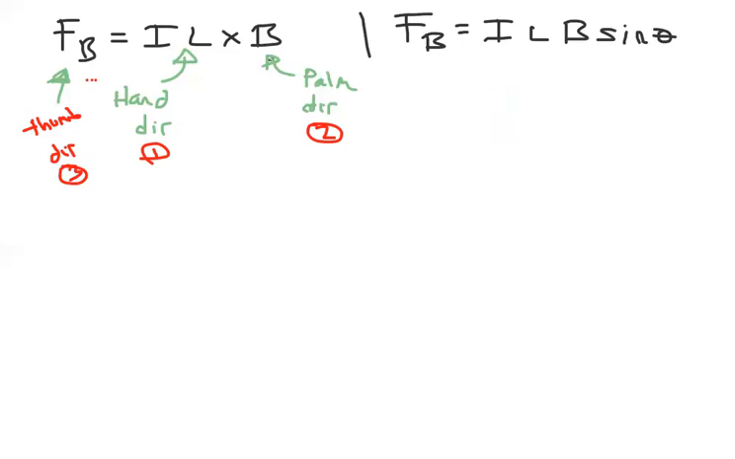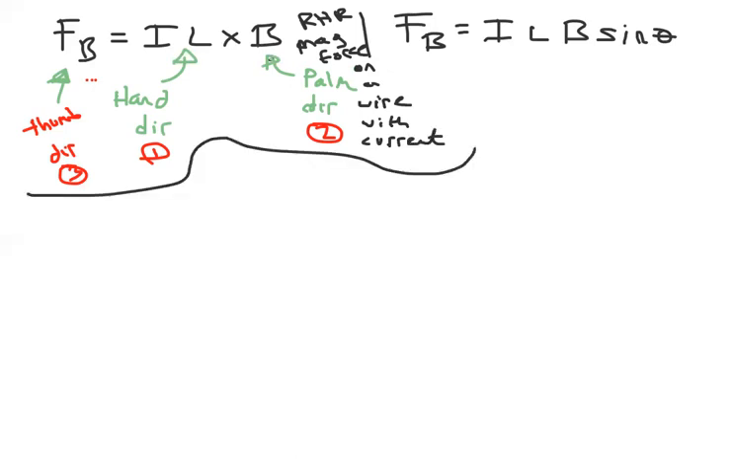right-hand rule. So this is the right-hand rule for mag force on a wire with current. That's what I want to say. Okay, so that's what that right-hand rule was that we just did, it has a specific name. It's the right-hand rule for mag force on a wire with current.